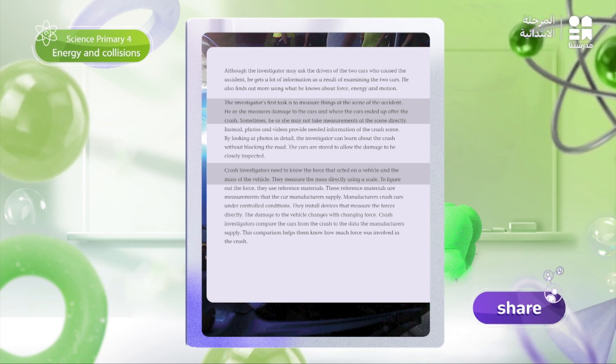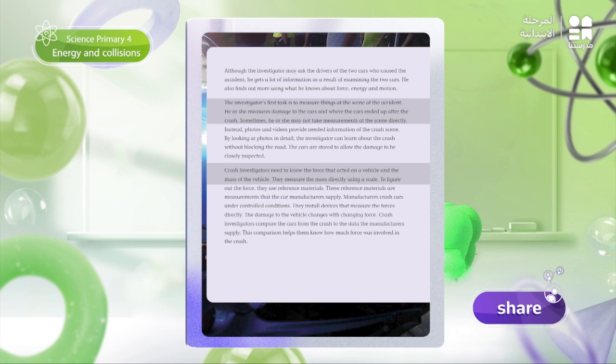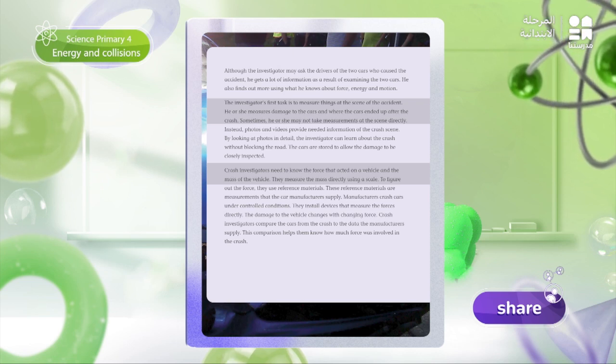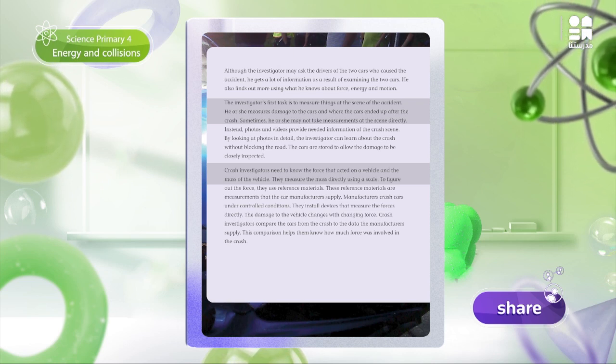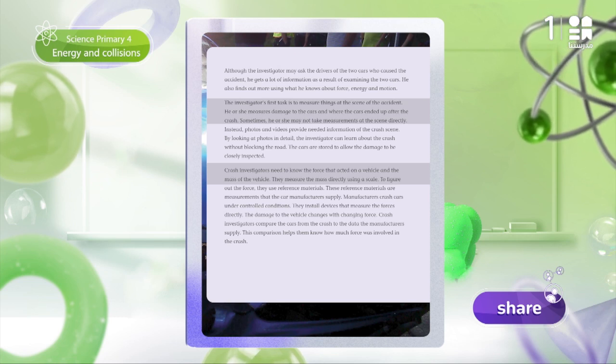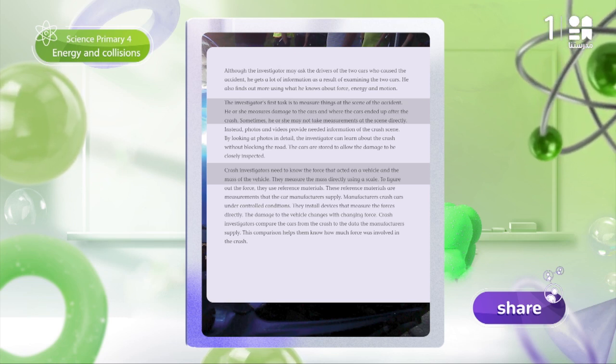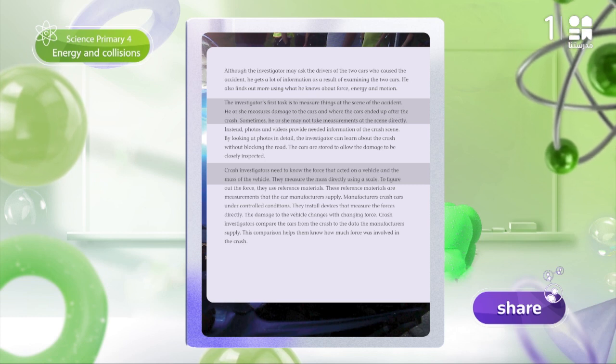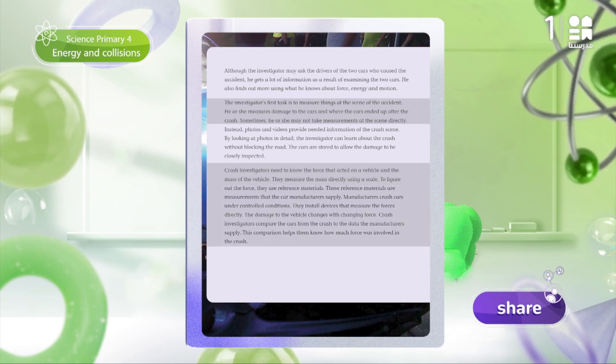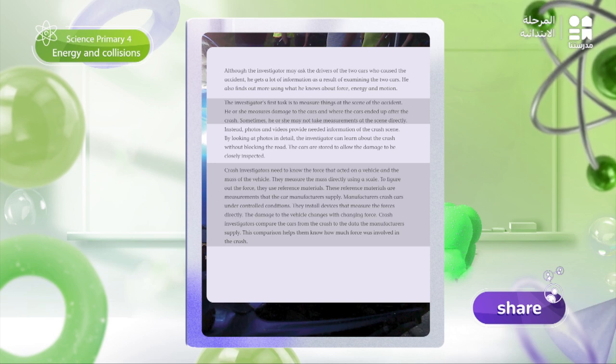Crash investigators compare the cars from the crash to the data the car manufacturers supply. بيقارنوا شكل العربية بشكل العربية اللي المصنع عملها. This comparison helped them know how much force was involved in the crash. The data of the manufacturer means that the data we get from the company that made the car. أكيد الشركات اللي بتصنع العربيات دي بتعمل داتا ليها، بيانات ليها. فبيقارنوا الكراش انفستيجيتورز بيقارنوا بيانات العربية قبل التصادم ببيانات العربية اللي المصنع الشركة المصنعة كتباها.